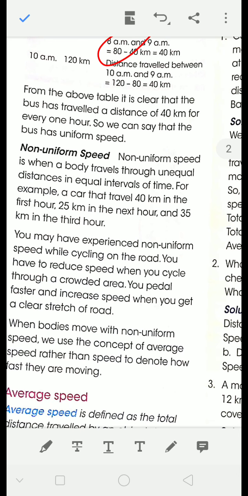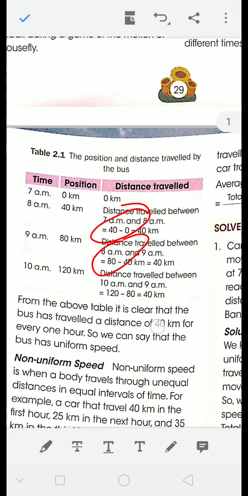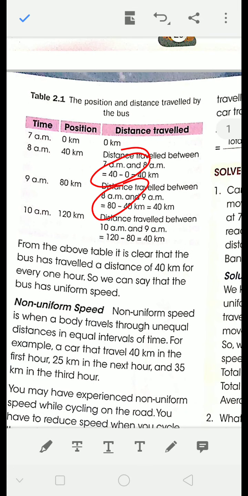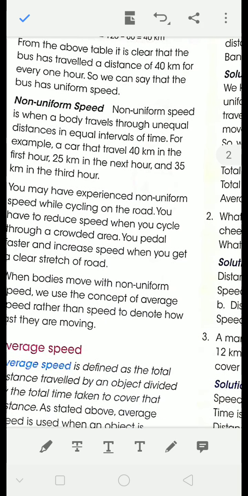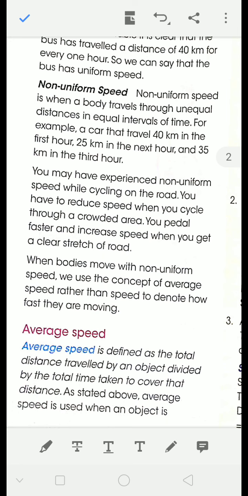So uniform speed means when a body covers equal distances in equal time interval. Non-uniform speed is what? Suppose in 1 hour it goes 40, in second hour it goes 30, in third hour it goes 25. If the case has been such, then we would have said that the body is covering unequal distances in equal time interval. So that is the example of non-uniform speed.